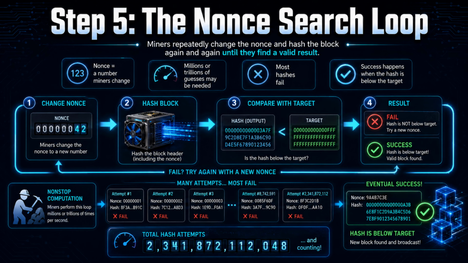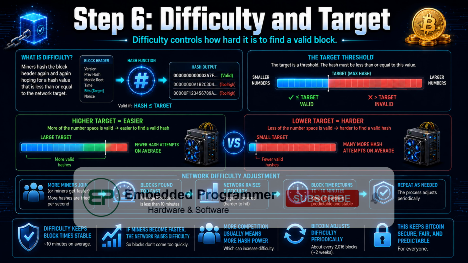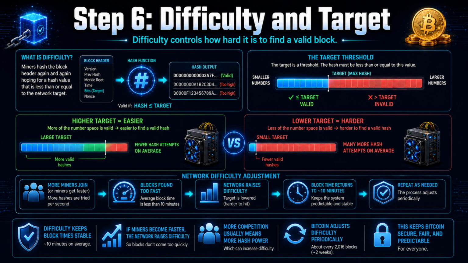Mining difficulty controls how hard it is for miners to find a valid block. The network represents this requirement using a target value. Every block hash can be interpreted as a very large number. To be accepted, that number must be lower than or equal to the target. A higher target makes mining easier, because a larger range of hash values will be considered valid. A lower target makes mining harder, because fewer hash values satisfy the requirement.